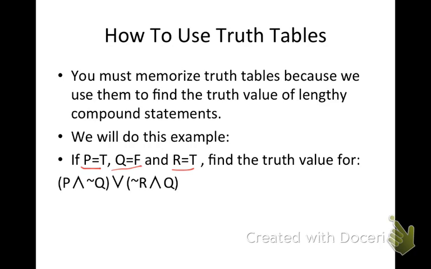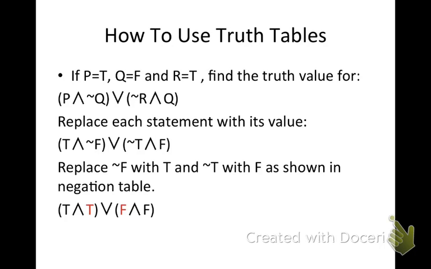So I want you to find a truth value for P and not Q, combined with an OR with not R and Q. And the parentheses are important. You're going to work inside the parentheses first, just like in algebra class. So here's how you start. You replace P with its truth value. You replace Q with its truth value, so there's P.